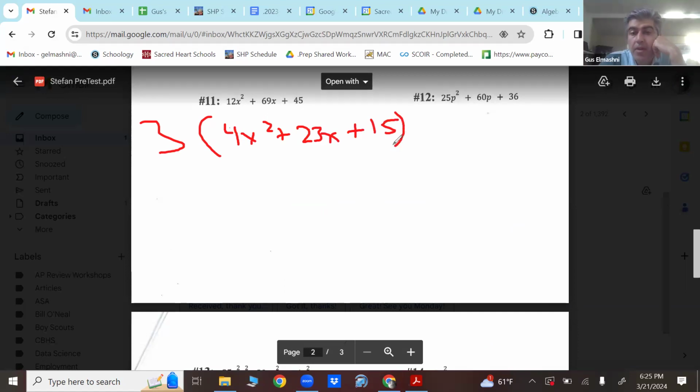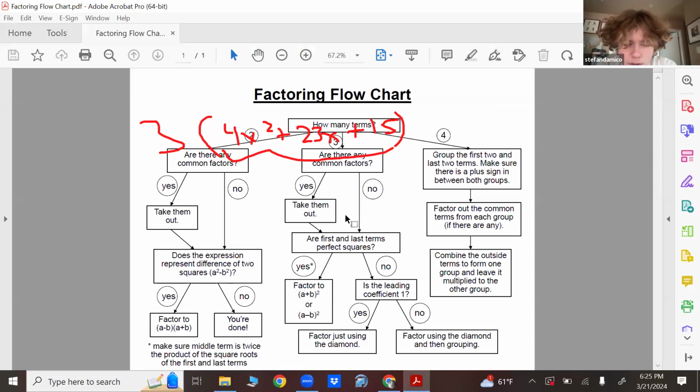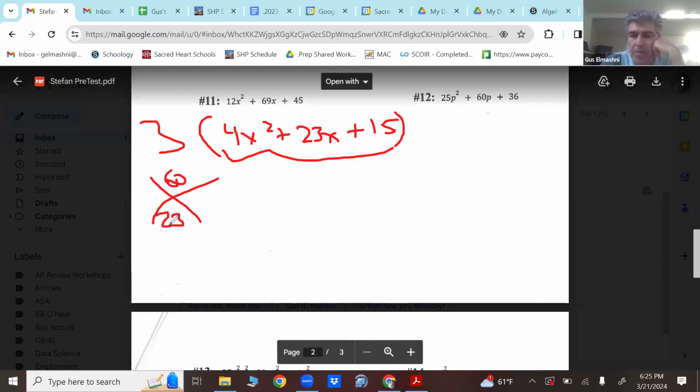But we're not out of the woods yet. So then the next thing is, are the first and last terms perfect squares? Well, 15 is not a perfect square, so no. Is the leading coefficient 1? No. So I have to factor using the diamond and then grouping, or the box. So I'm going to do the diamond. That's 60 and 23. Remember, that's how we did a diamond. What two numbers multiply to 60 but add up to 23?